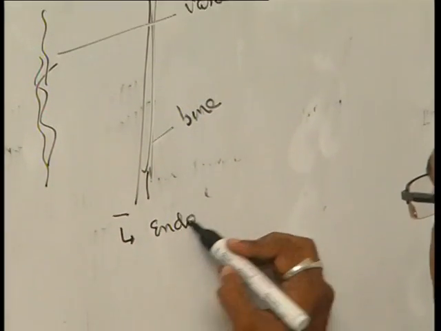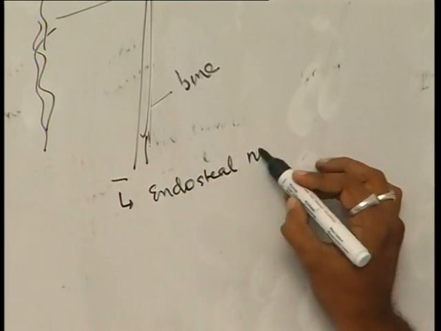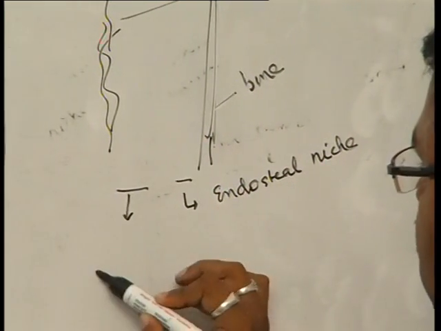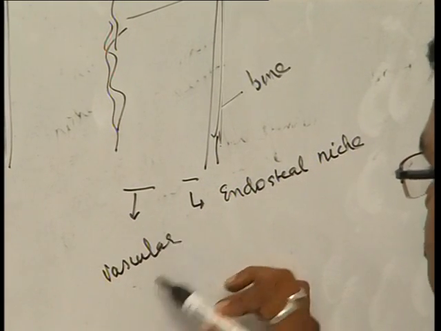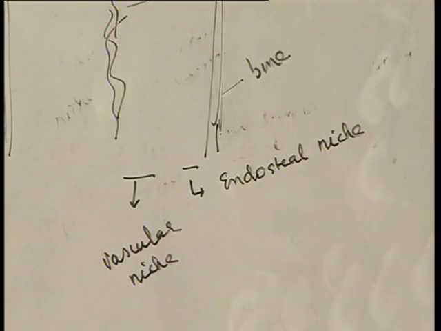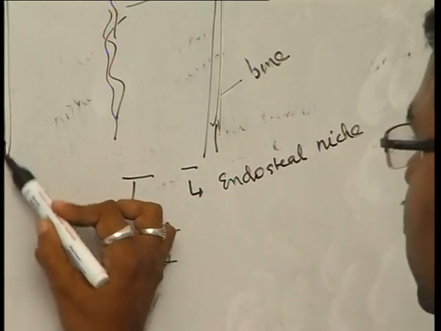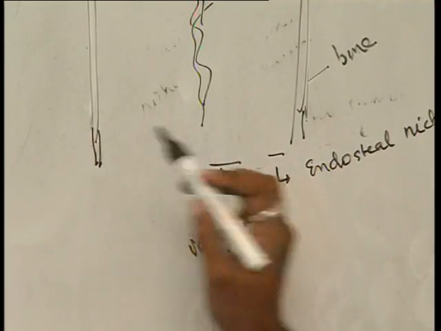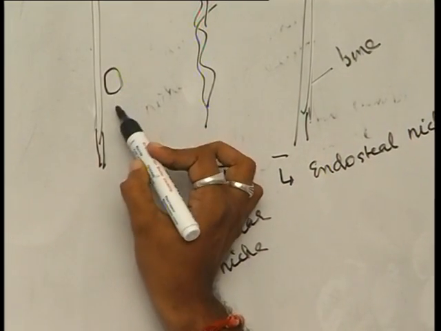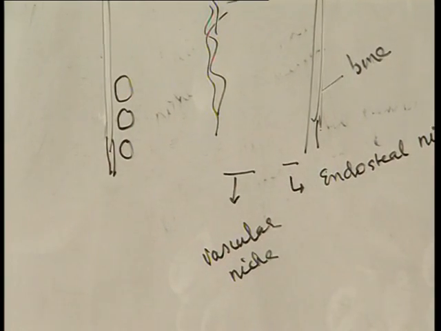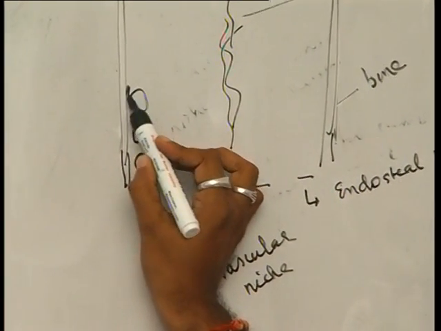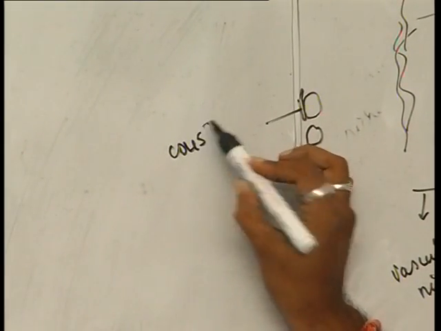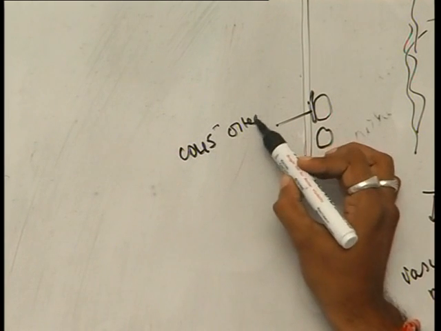So this is the endosteal niche, and this is called the vascular niche. Why is it called the endosteal niche? It is the one that is very close to the bone. This is an endosteal niche and this is a vascular niche. Actually, the stem cell is attached here. The stem cell is attached to a spindle shaped osteoblast, that is a CD45 negative osteoblast.